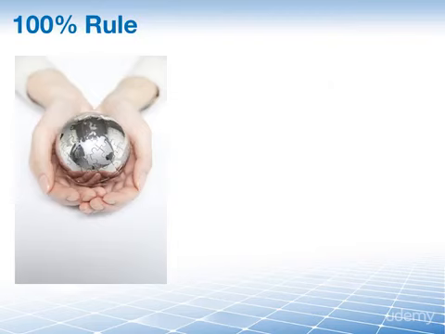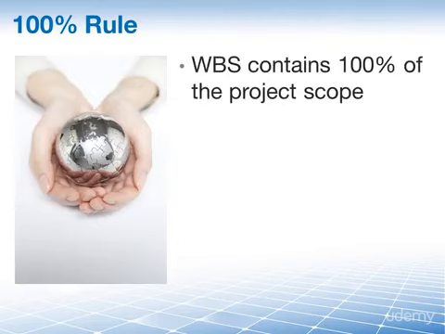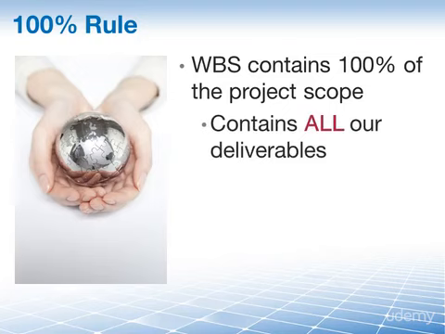Two more facts to remember. First of all, the WBS contains 100% of your scope. This means that the WBS contains all our deliverables. If something is not in the WBS, then we will not create it. Conversely, this means that everything that is on the WBS must be a deliverable that our project produces. So if it is in the WBS, then we must create it.